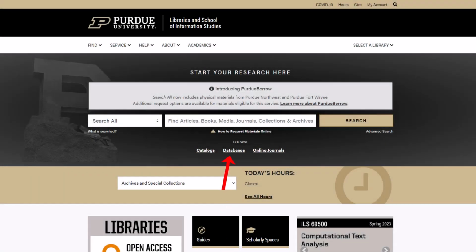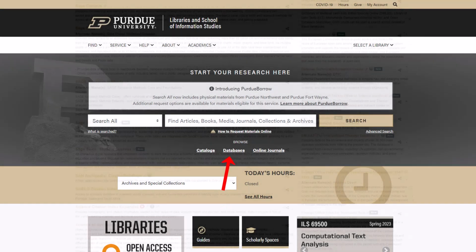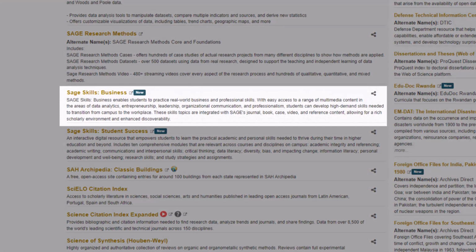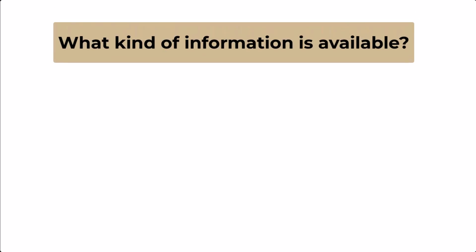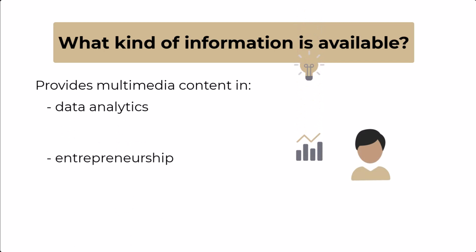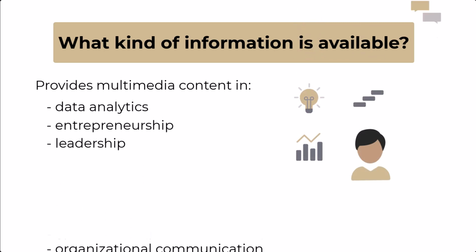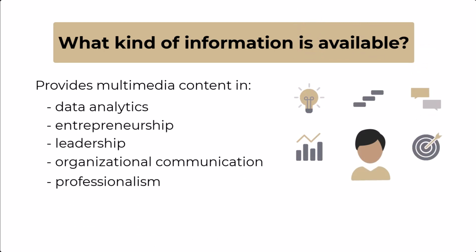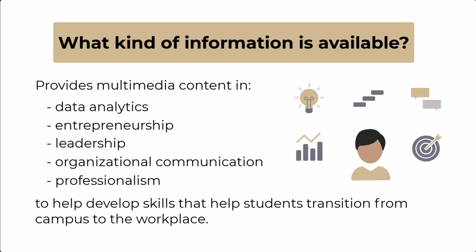Visit the library's website at lib.purdue.edu to access the library's A to Z list of databases. You'll find Sage Skills Business on this list. Sage Skills Business provides easy access to a range of multimedia content in the areas of data analytics, entrepreneurship, leadership, organizational communication, and professionalism that help students develop high-demand skills needed to transition from campus to the workplace.